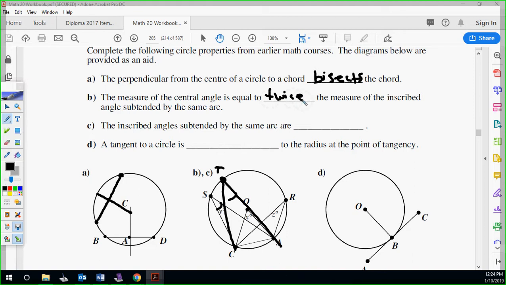It says the measure of the central angle is equal to twice the measure of the inscribed angle. Subtended means they're sharing the same arc. What arc are we talking about here? CA. That's subtended by CA. The inscribed angles subtended by the same arc are equal. So Y and Z are equal, and the one I made is also equal. So these three angles are all the same.